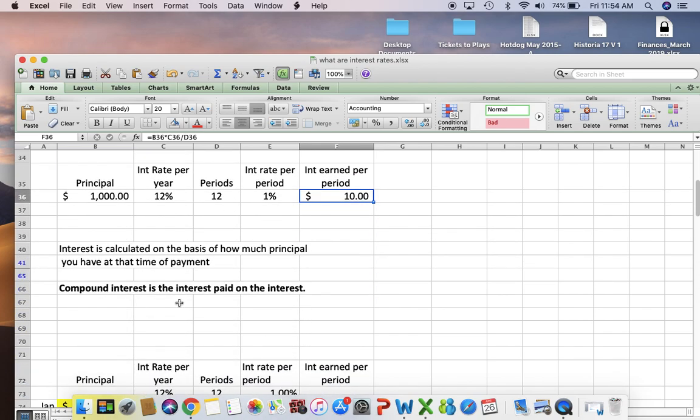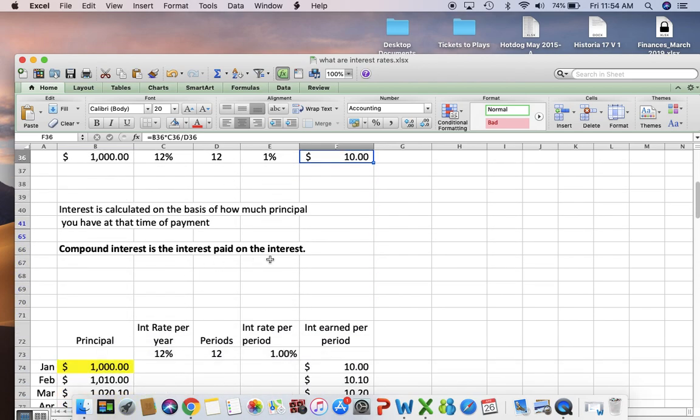However, interest is actually calculated on the basis of how much principal you have at the time of payment. That's compound interest. Compound interest is beautiful. Compound interest is interest paid on interest. So this is your money doing work for you without you doing anything.